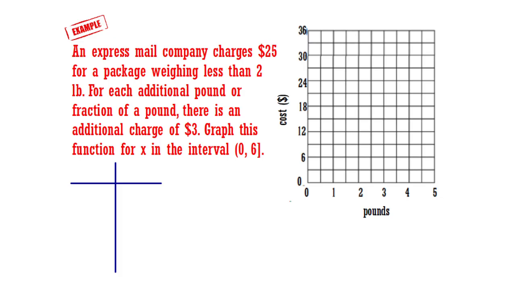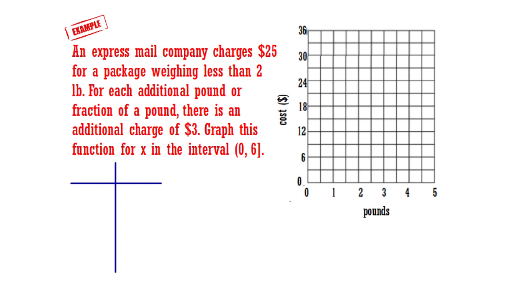Now those piecewise functions or greatest integer function type of equation, but this one here is a great example of where that might occur, and it's really not all that rare of a situation. So we have an express mail company, and they're going to charge $25 for a package weighing less than 2 pounds. Then for each additional pound or fraction of a pound, there's an additional charge of $3. So we're going to graph this function in the interval from 0 to 6.